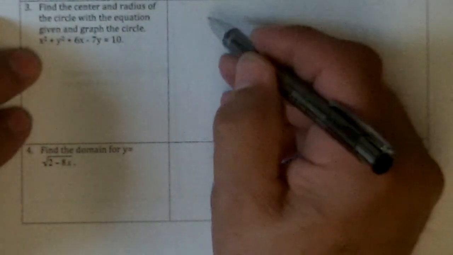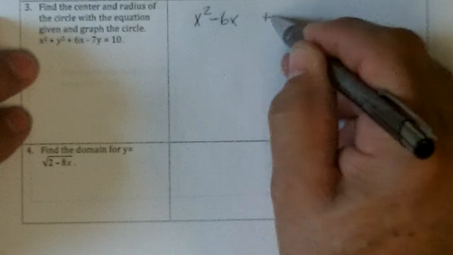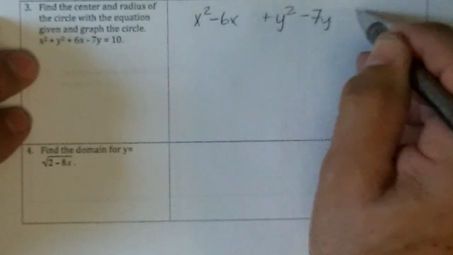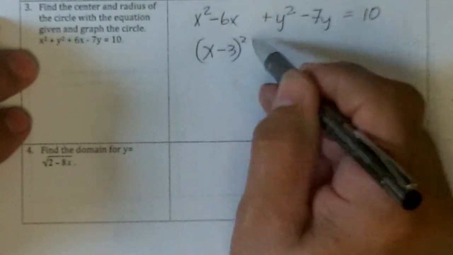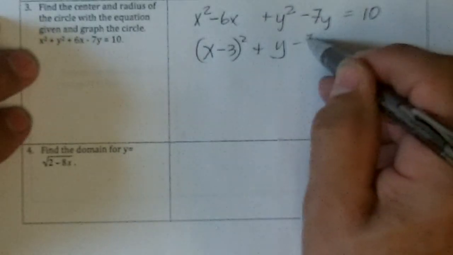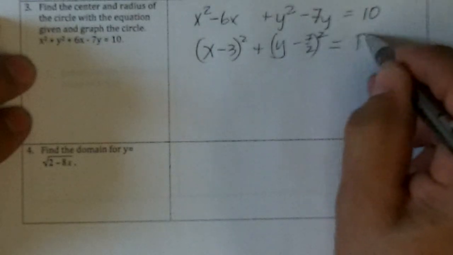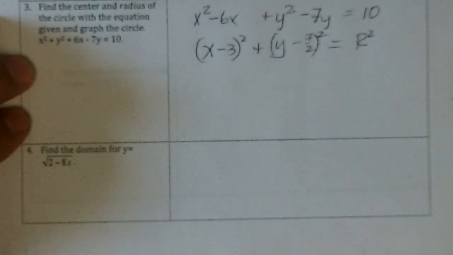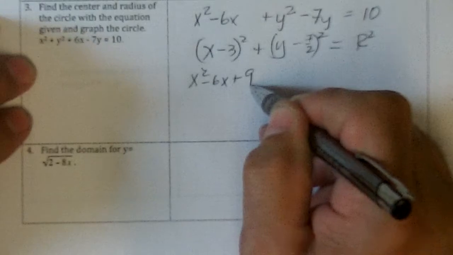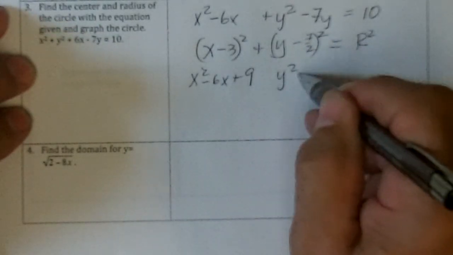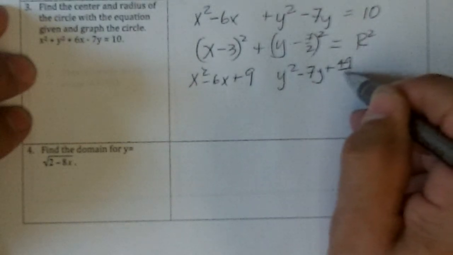Find the center and radius for this one. So I've got x squared minus 6x plus y squared minus 7y equals 10. And so this is going to be x minus 3 squared plus y minus 7 halves squared is supposed to equal r squared. And if I multiply this out, I get x squared minus 6x plus 9. Multiply this out, I get y squared minus 7y plus 49 fourths.